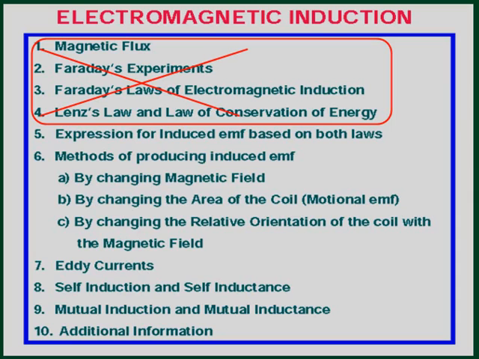Next, methods of producing induced EMF by changing the magnetic field, by changing the area of the coil in motional EMF, by changing the relative orientation of the coil with the magnetic field, eddy currents, self-induction and self-inductance, mutual induction and mutual inductance, and lastly we will try to give you some additional information related to electromagnetic induction.